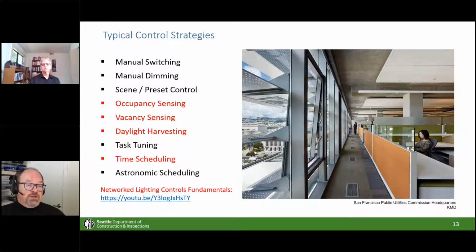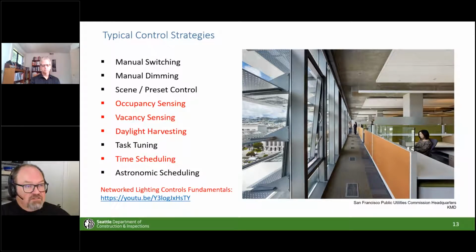So this seems like a big list, but you're looking at a picture of the San Francisco Public Utilities Commission Headquarters down in San Francisco. It's a 14-story urban office building. It admittedly had very high sustainability goals, but it's not unusual with respect to lighting controls. Every single one of these control strategies is used someplace on this building. And that's not, again, an unusual thing. If you're doing an entire building, you're probably going to have all of these.